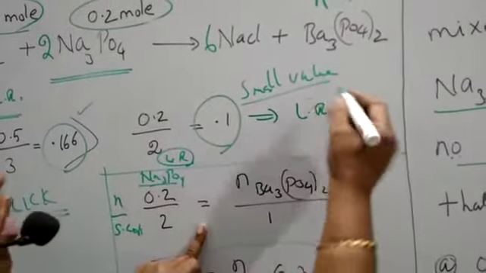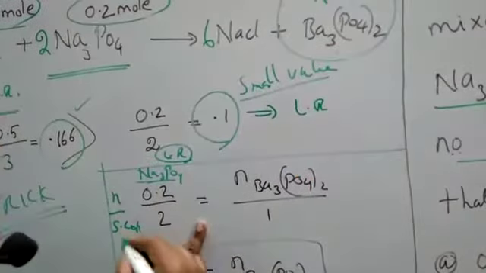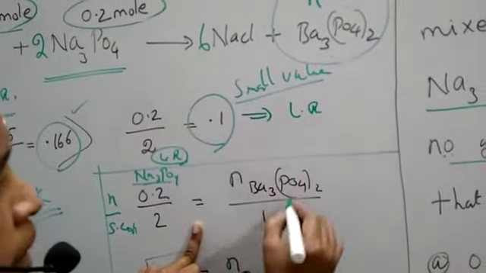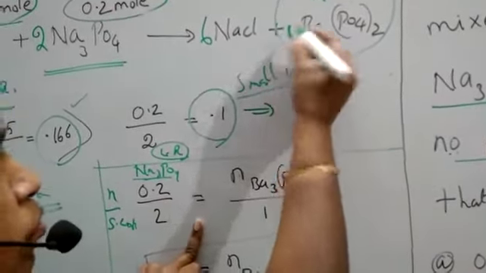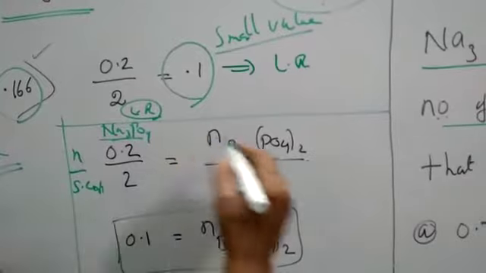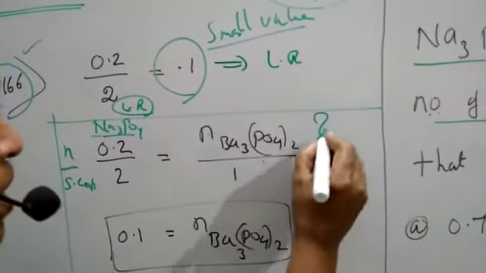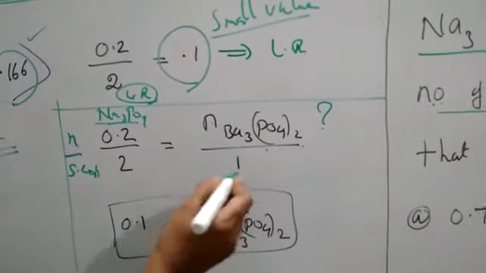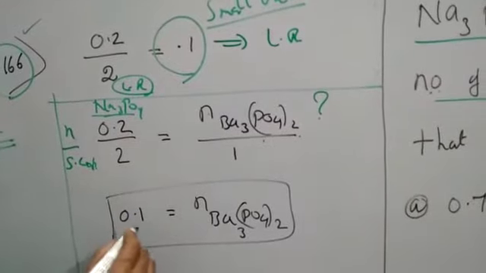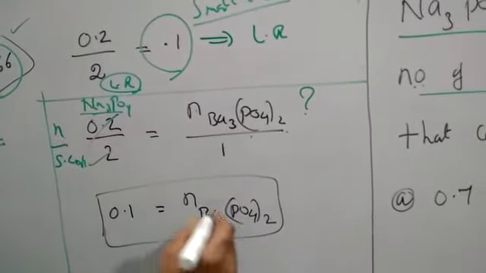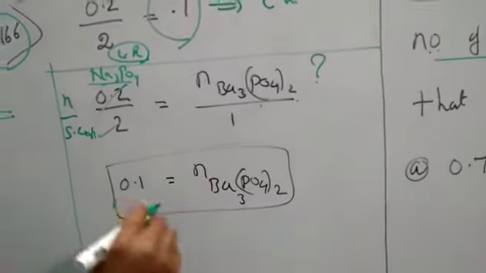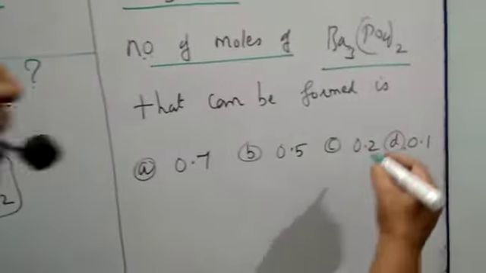Now come here, whatever the question, this is your question: number of moles of barium phosphate divided by its stoichiometry, here 1. So we are writing here. Our question is to calculate the number of moles of this. Here it is 1. On getting cancelled, what you get is 0.1. So the number of moles of your barium phosphate, your answer, you can write as 0.1.